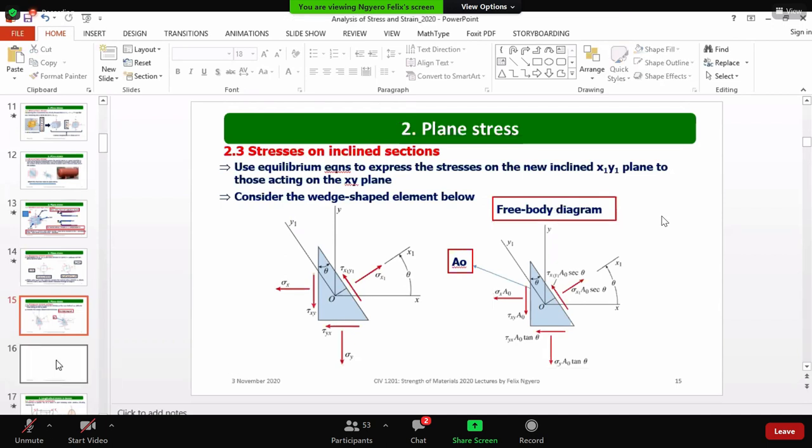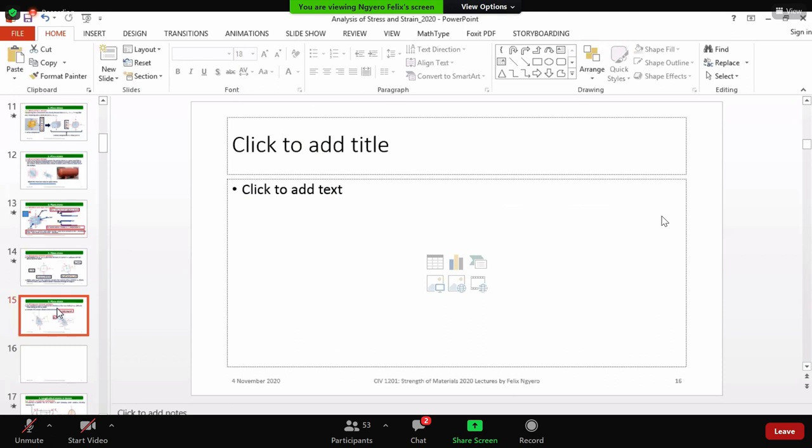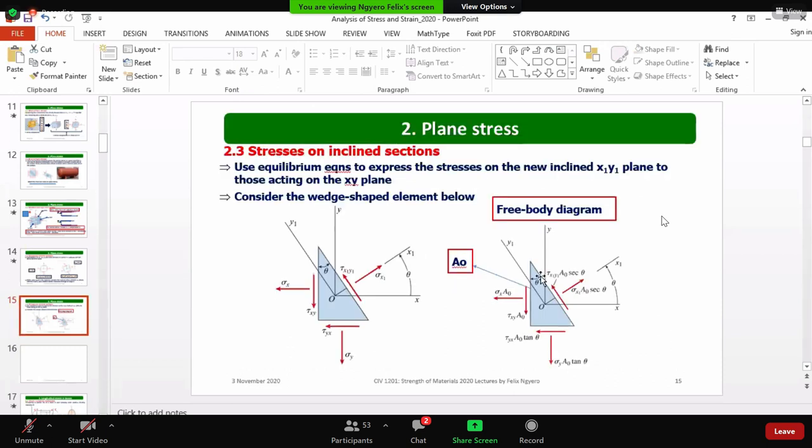I had not yet included those resolutions, but I'll add more slides to include all those resolutions for you. So after that, because now you have forces on the free body diagram, this now becomes a free body diagram indicating the forces. Okay, and then you can now resolve forces.